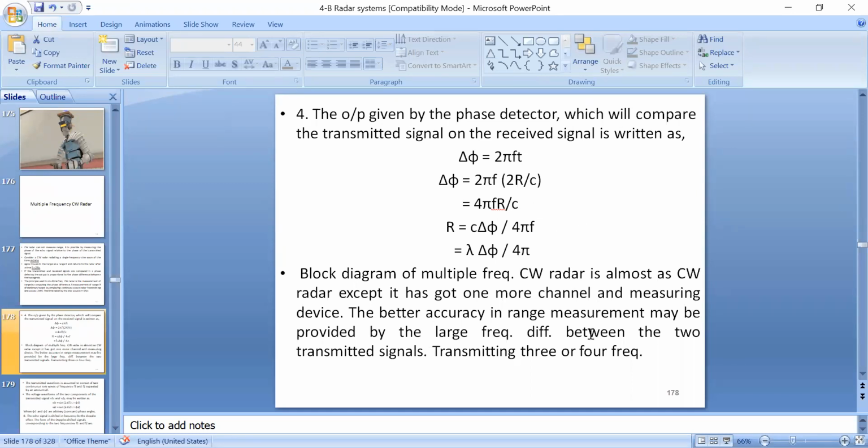Better accuracy in range measurement may be provided by a large frequency difference between the two transmitted signals. Therefore, 3 or 4 frequencies. What is explained is that better accuracy is obtained by transmitting 3 or 4 frequencies and comparing the phase difference between those transmitted frequencies, right? Actually, that was the concept.